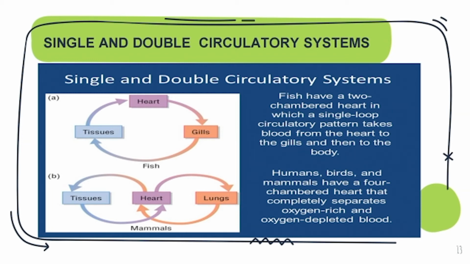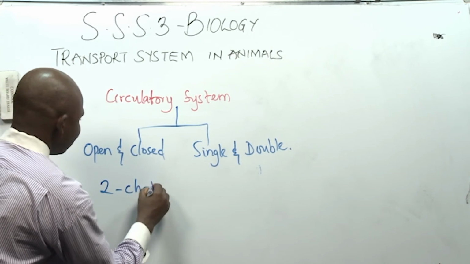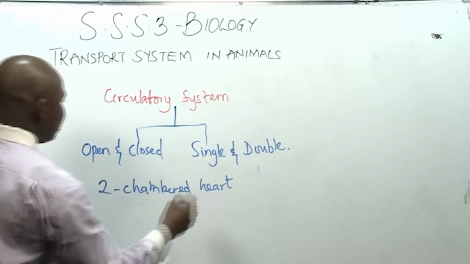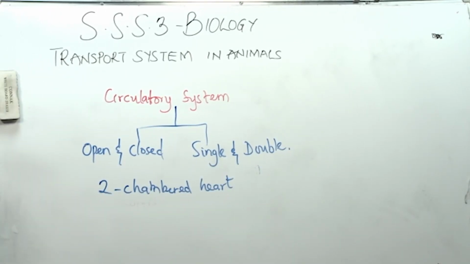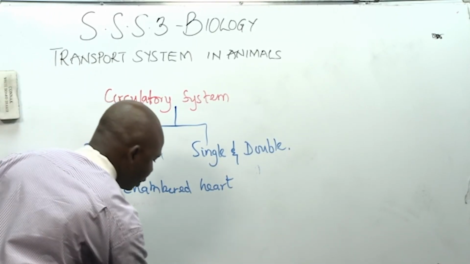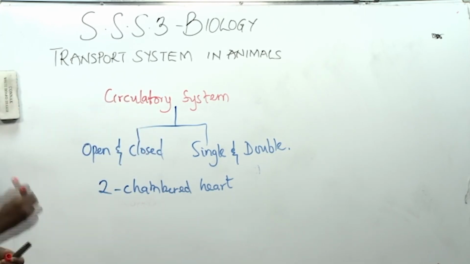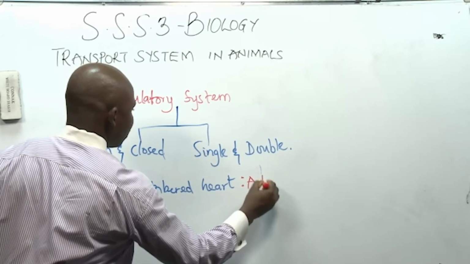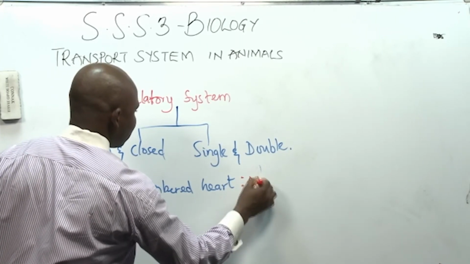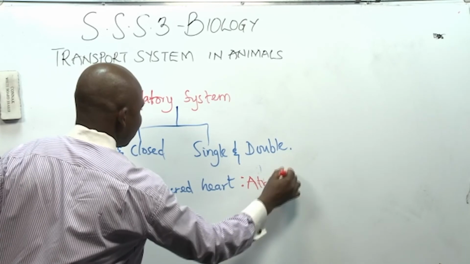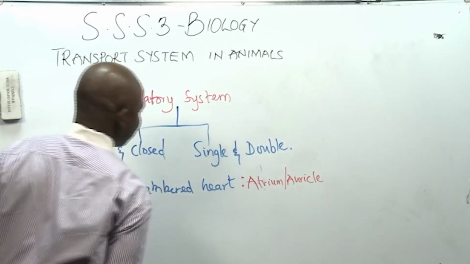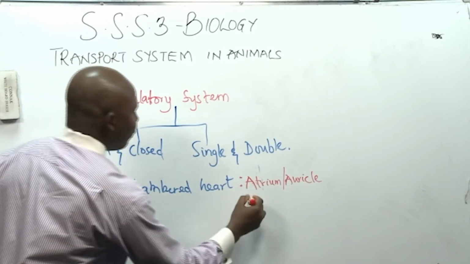Now, organisms such as fish, they have what we call single circulation, because in fish, they have two-chambered hearts, meaning the heart is divided into two, the heart of a fish, and by so doing, blood will just pass through it once. What are the two divisions? We have what we call atrium or auricles and ventricles.